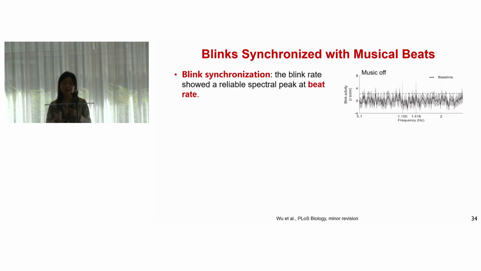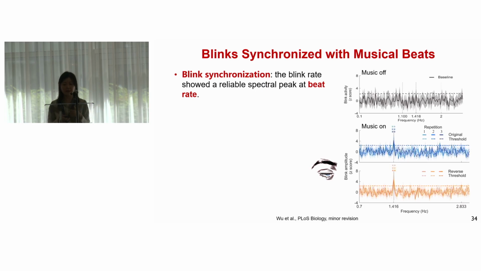So here, when we look at the blink activity, when there is no music, the spectrum of the blink activity is flat, which means we blink randomly, right? There is no regularity. But when music is on, you can see a very reliable and very strong peak at 1.4 hertz, which is the beat rate, which means that our blinks actually synchronize with the musical beat without any consciousness. Like you never know, right? Your blink actually tracks those musical structures.